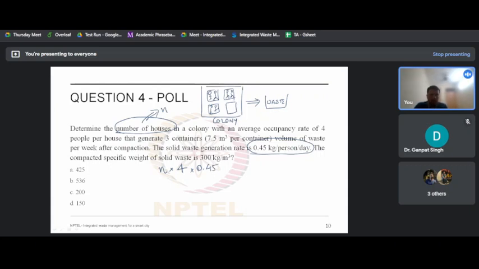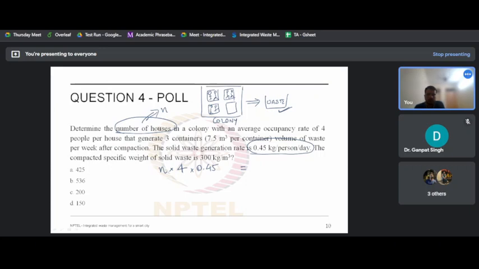So this would be the waste that is generated from the colony in one day. This is the per day generation of waste that will be happening. Then on the other side, we will have the waste that is getting collected.